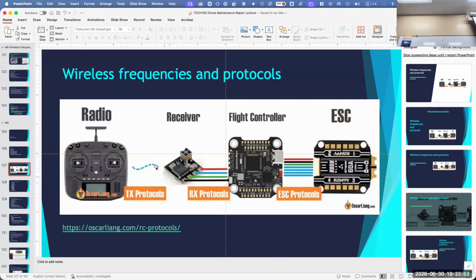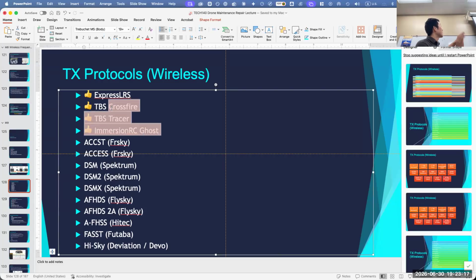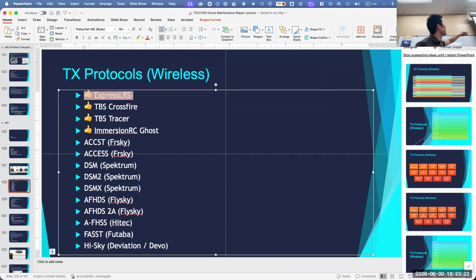To make it even more confusing, we also have a wired communication now from your, what is this thing? A receiver to your flight control board. You should have already seen that when you're building your drone. That is not Express LRS anymore. Sorry, backtracking. We're talking wireless protocols. These are the recommended ones, although realistically, if you're starting from scratch, I would just go with this.